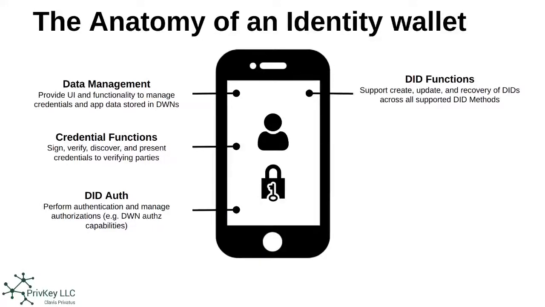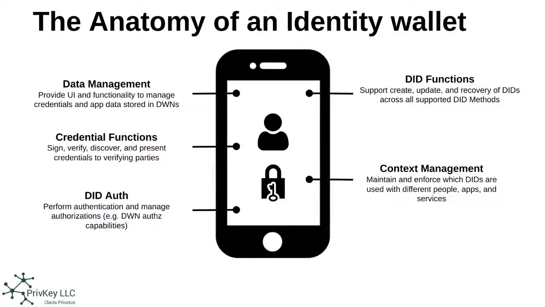You also have DID functions. These are basically different methods: create, update, and recover any DID. So if you lose your phone, if you have to change your name, if you have to change your passport, you get a new citizenship, all these things, the application and the framework has to be able to handle that. So these are basically functions of this.